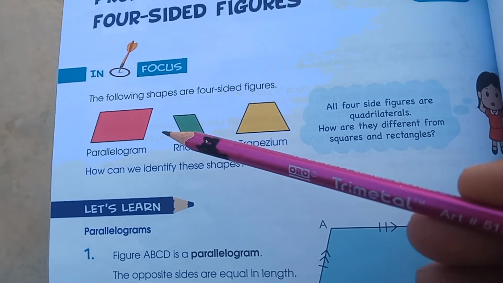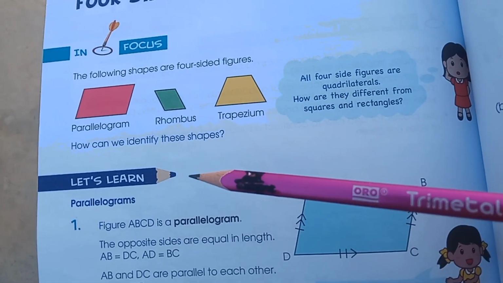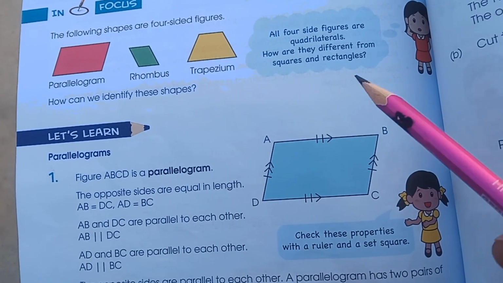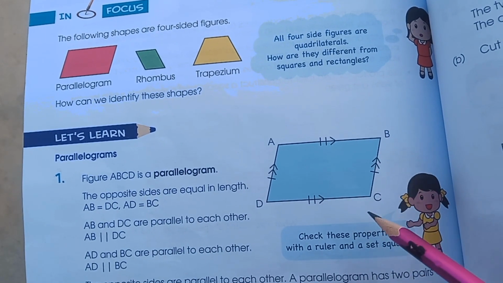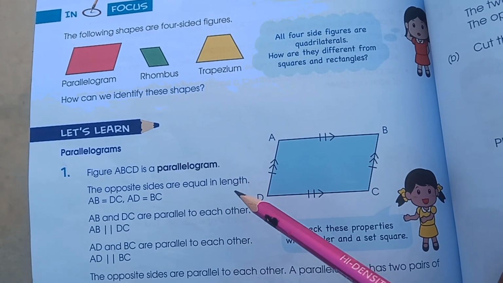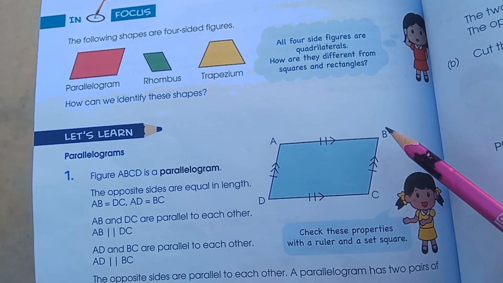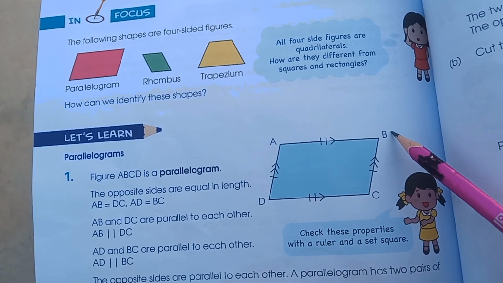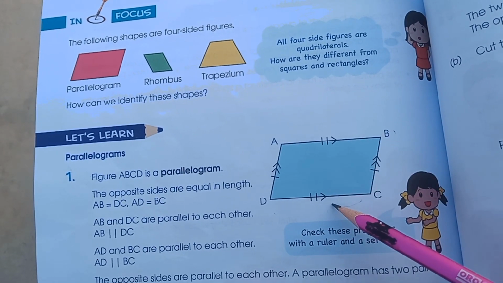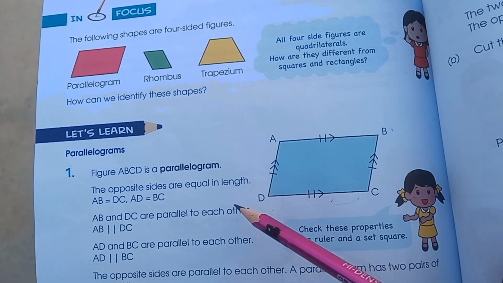Let's learn about parallelogram. What is a parallelogram? Figure ABCD is a parallelogram. The opposite sides are equal in length: A to B and D to C. These are opposite sides and these are equal in length.